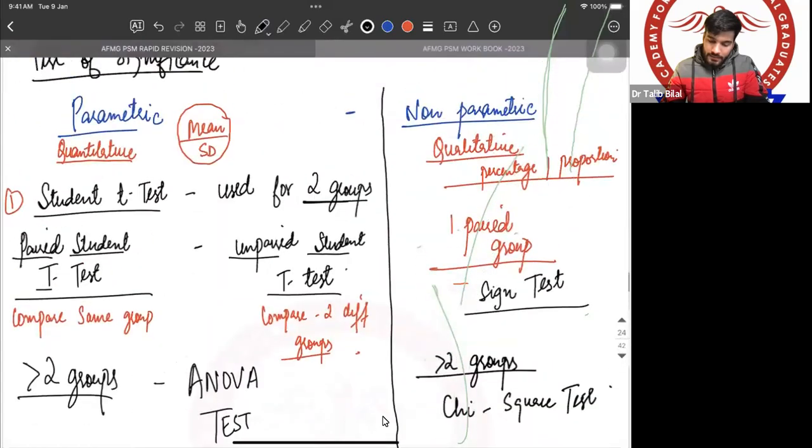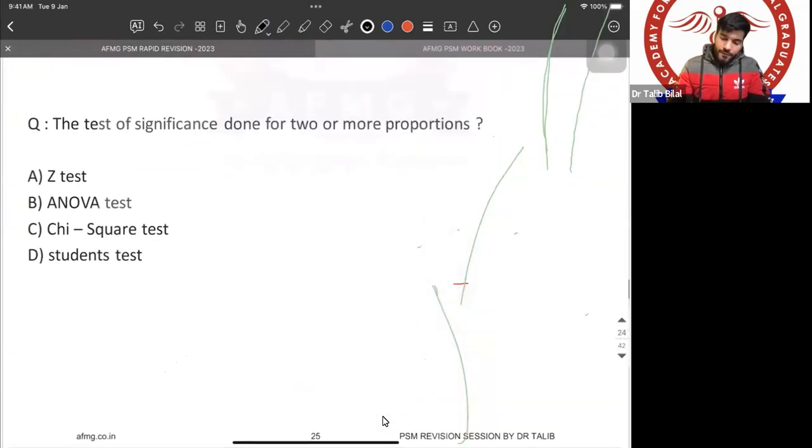Is that clear, guys? Okay. The test of significance for 2 or more proportions. Which test is it? When I talk about proportion, percentage, is that qualitative or quantitative? Qualitative. More than 2. What was the answer? Chi-square test.